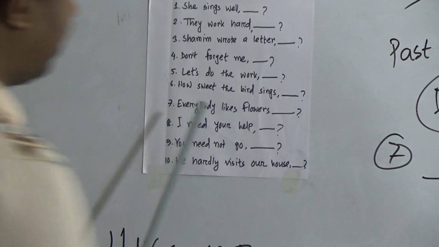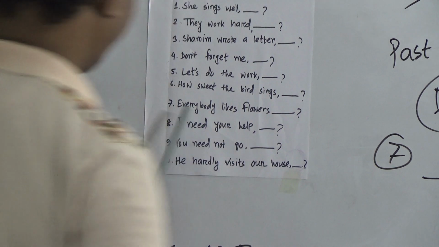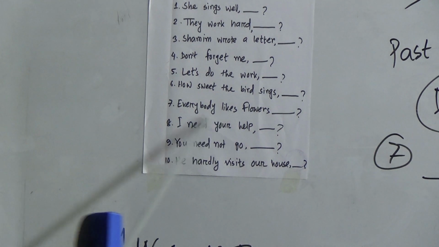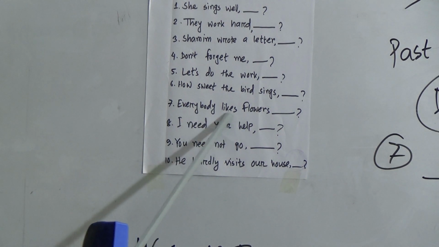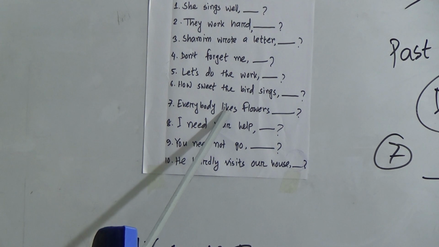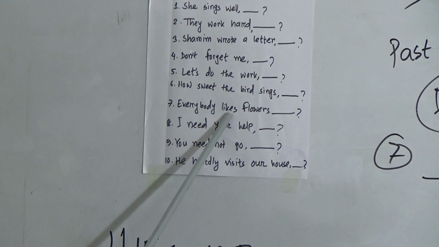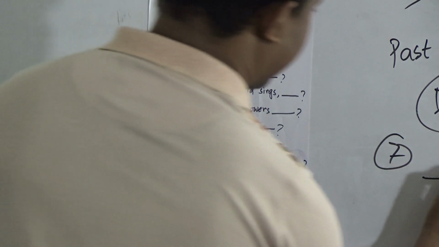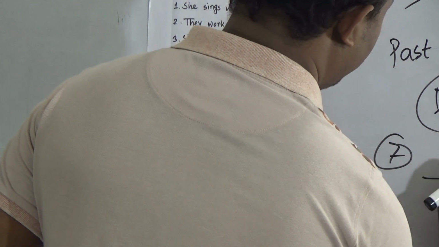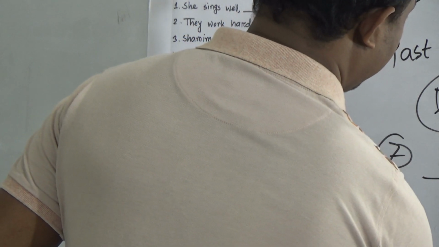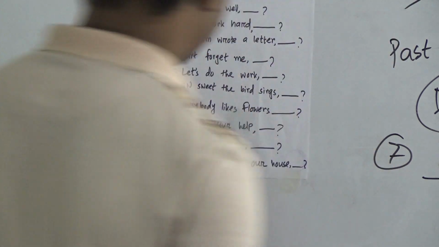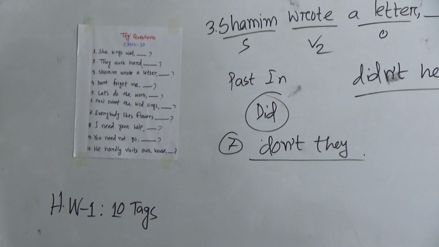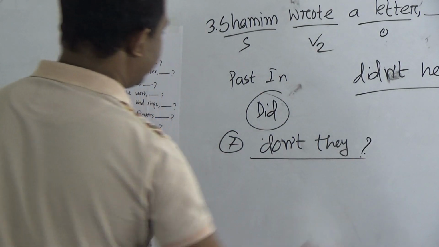For the case of everybody, we have to use they as the pronoun, but look, here is likes. So for likes, if you are ready to use does, it would be a mistake, okay? It would be do, because they is not third person singular number, okay? So we have to use don't they.